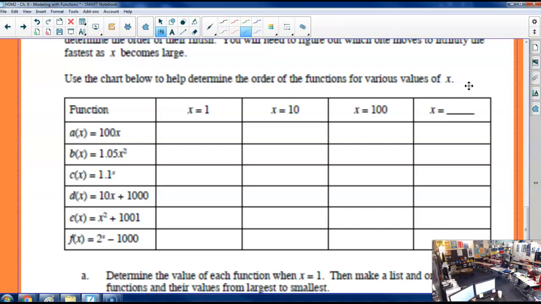Someone didn't graph anything. No, wait, are you actually looking at the graph?